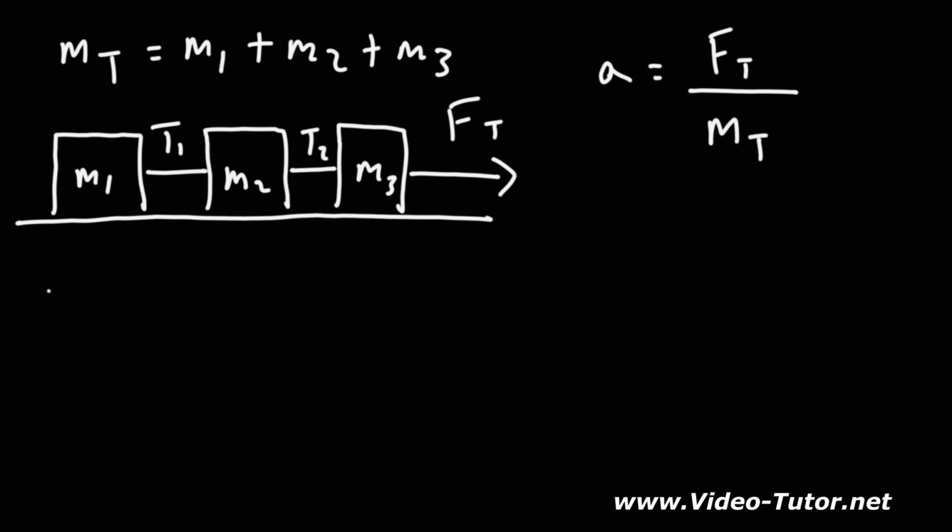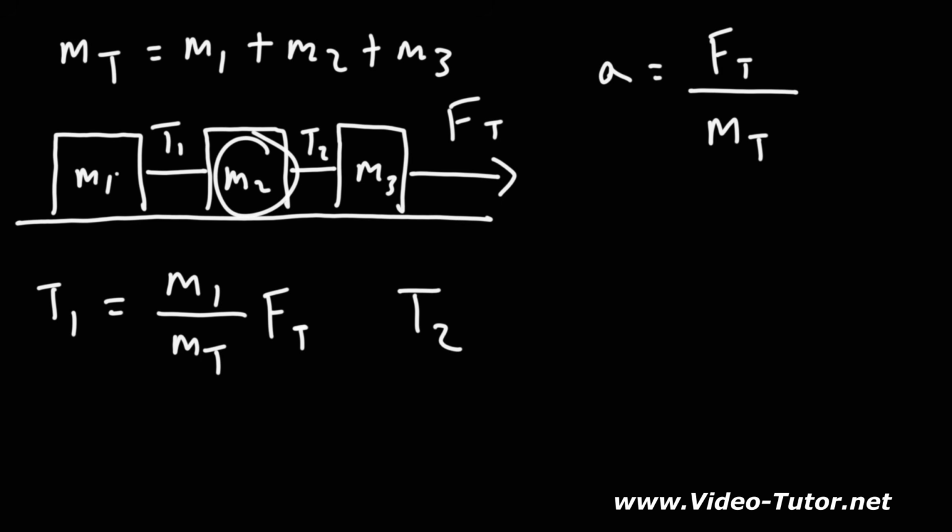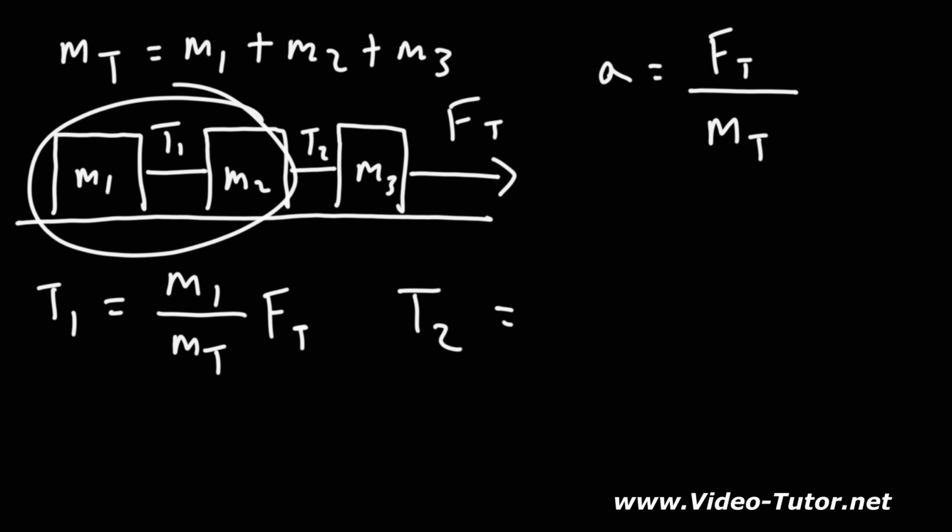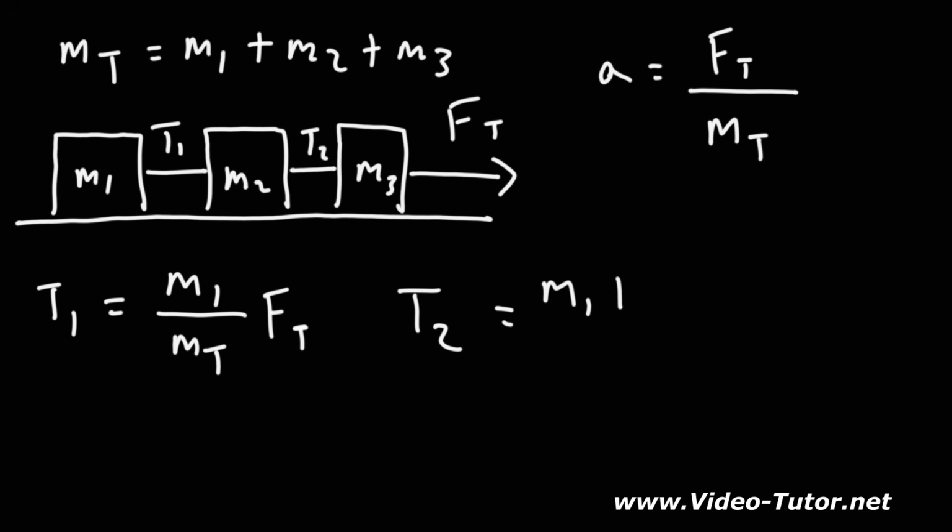Now, T1 is only responsible for pulling m1 to the right. So T1 is going to be m1 divided by the total mass, which is the sum of those three masses, times Ft, or you can call it just F if you want. Now, T2 doesn't just pull block 2, it also pulls block 1 to the right. So T2 is responsible for pulling these two blocks to the right. So it turns out that T2 is m1 plus m2 divided by the total mass times F.